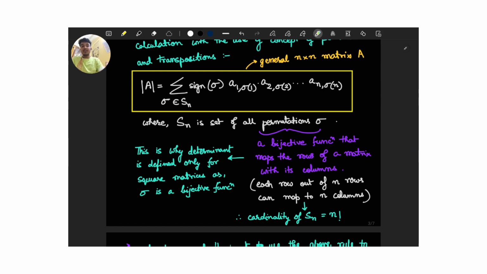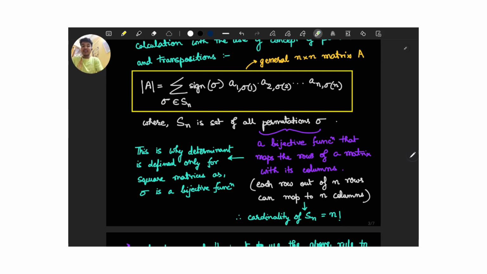For example, if I talk about the first row, row 1, we can map it to any of the n columns present in the matrix. So for each of the n rows, we have n mappings possible. So the number of permutations possible, which is given by this set S_n, is basically n factorial. So we have written that the cardinality of the set S_n is n factorial.